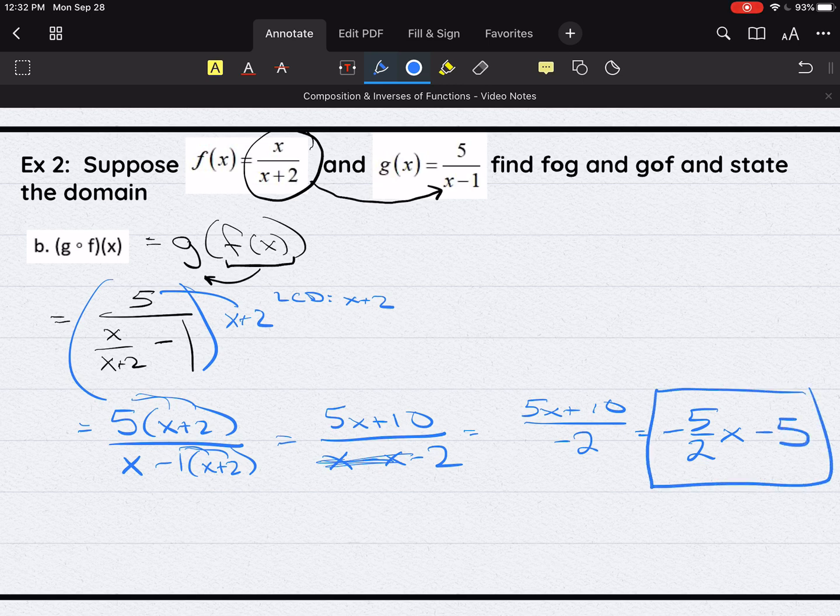Now, to find the domain, right? Think about the function type. This is a linear function. Linear functions go on forever in both directions. So my domain would be all reals. Okay, so that's composition.